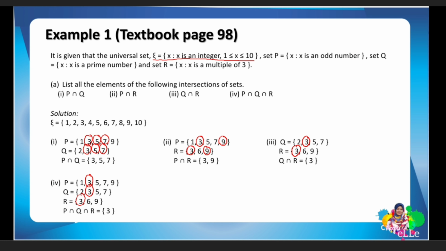Okay, this is how you list the elements for intersection. Remember, you have to list the universal set first, and then list the elements of each set which you are going to discuss. And then the next step, you have to identify the common elements for the sets you discuss.